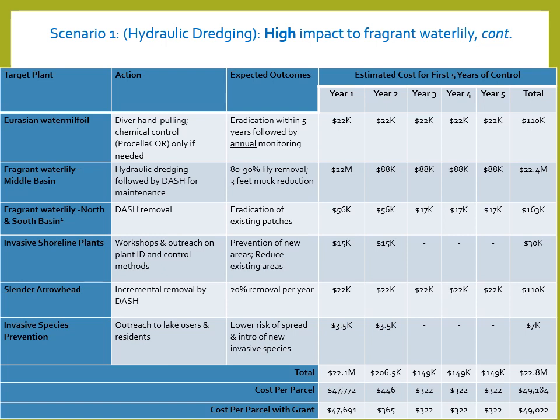And also the total estimated cost for implementing all other management goals for milfoil, shoreline plants, arrowhead, and invasive species prevention would still be incurred. This scenario has an extremely high cost that also sadly comes with a low probability of being funded or potentially even permitted.